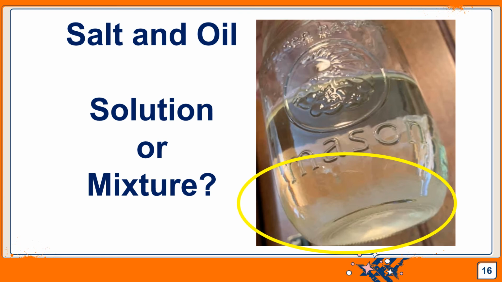Okay, let's look at the salt and the oil now. The oil did not dissolve the salt, so the oil did not serve as a solvent for your solute. So this must be a mixture instead of a solution. So the salt and the oil are a mixture.